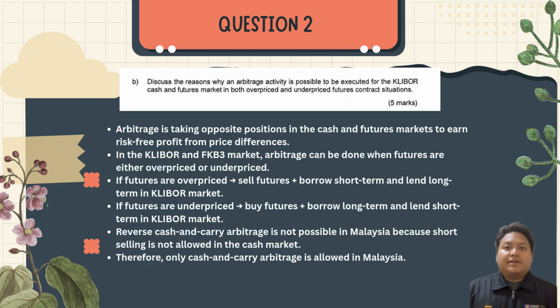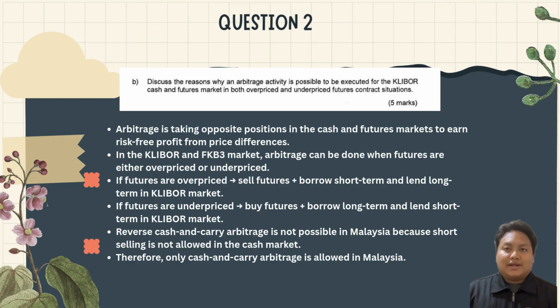However, there is a major regulatory caveat to consider. Unlike commodity futures, where a reverse cash and carry arbitrage might fail due to different conditions, the financial reality here is restricted by local laws because short selling is strictly prohibited in the Malaysian cash market. Executing a reverse cash and carry arbitrage when the market is underpriced is impossible, meaning only standard cash and carry arbitrage is permitted in Malaysia.